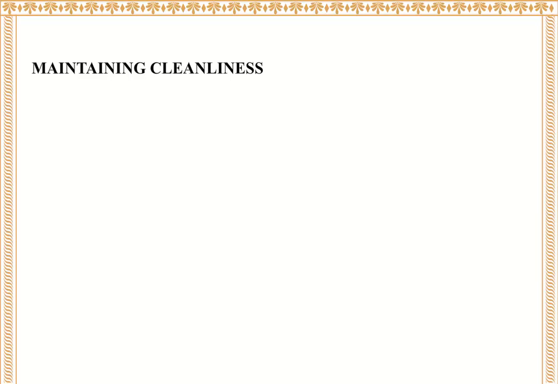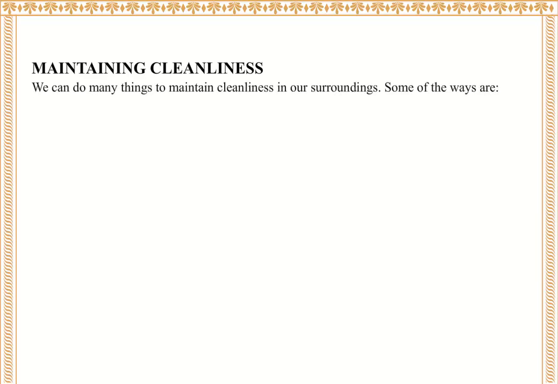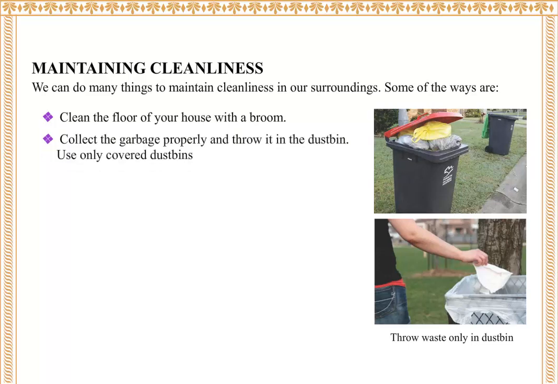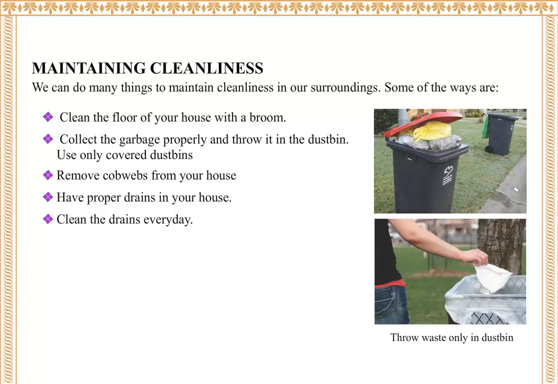Maintaining cleanliness. We can do many things to maintain cleanliness in our surroundings. Some of the ways are: clean the floor of your house with a broom. Collect the garbage properly and throw it in the dustbin. Use only covered dustbins. Remove cobwebs from your house. Have proper drains in your house. Clean the drains every day.